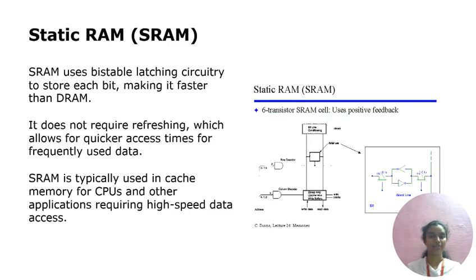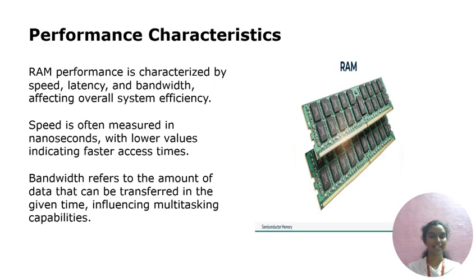The static RAM. The static RAM uses bistable latching circuitry to store each bit, making it faster than the dynamic RAM. It does not require refreshing, which allows for quicker access times for frequently used data. The static RAM is typically used in the cache memory for CPUs and other applications requiring high-speed data access. The performance characteristics of the two RAMs.